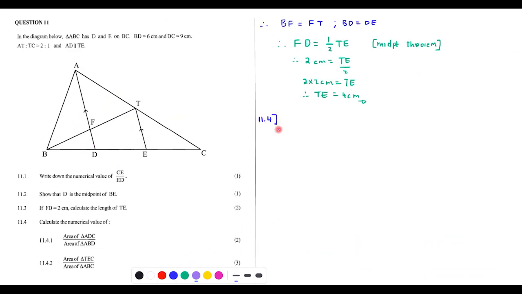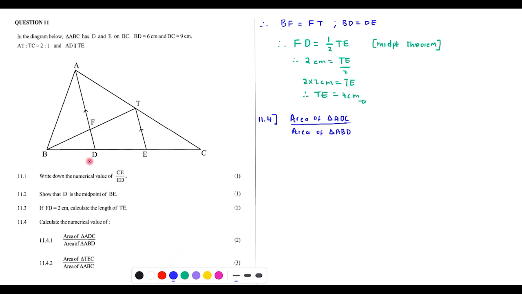All right, so in this one, we want to calculate the area of triangle ADC over the area of triangle ABD. Whenever you're doing area ratios, you always need to make sure that you take note of the type. Here we're first going to look into triangle ADC. Now let's see where is triangle ADC.